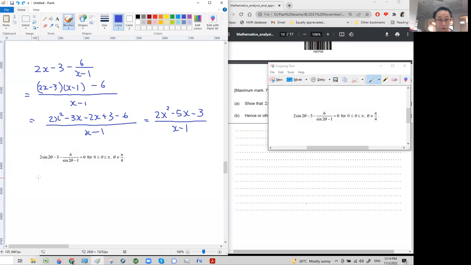So we have now 2 sine 2 theta squared minus 5 sine 2 theta minus 3, all over sine 2 theta minus 1, equal to 0. And when they give you this kind of stuff, usually they're just being meticulous and making sure that you don't have a division by 0 situation, but then the theta not equaling pi over 4 rarely has any direct influence on how you solve the problem.